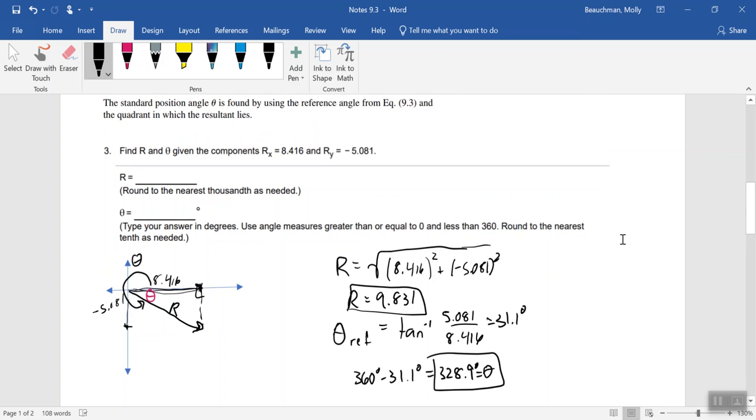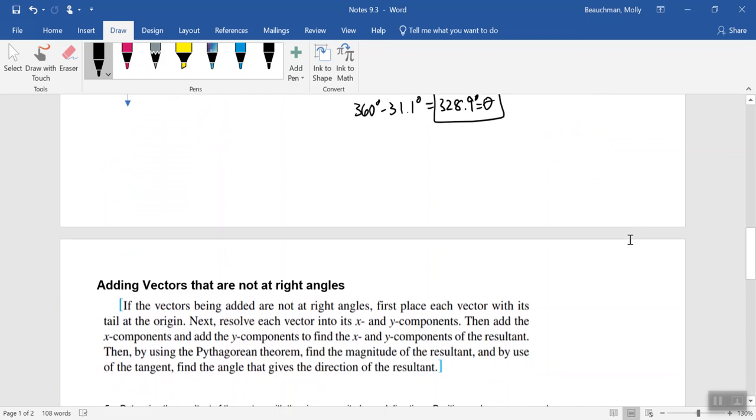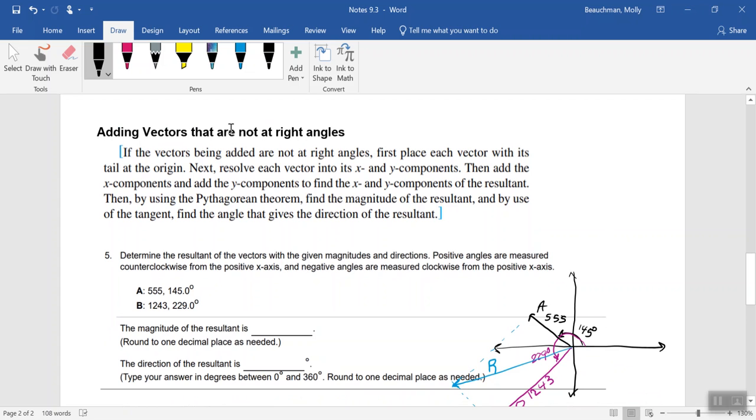All right, we're going to take this one step further now. What if you're given vectors that are not at right angles, and not only that, you're given the magnitude and the direction, but you don't know the x and y components? So if the vectors being added are not at right angles, you have to place each vector with its tail at the origin. Then resolve each vector into its x and y components. Then add the x and add the y components to find the x and y components of the resultant. Then by using Pythagorean theorem, we can find the magnitude, and by using tangent, we can find the angle.